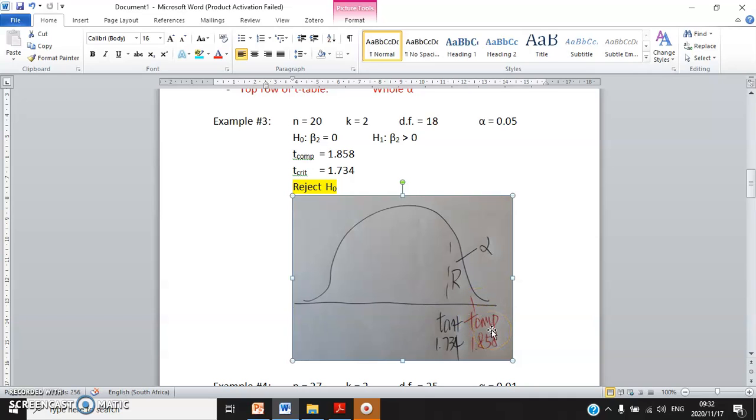Therefore, since the computed t-stat is greater than the critical t-stat, we reject the null hypothesis. So in other words, it means from a statistical point of view, the alternative hypothesis is more likely to happen. Meaning in the PRF, the slope parameter would most likely be greater than 0 or positive.